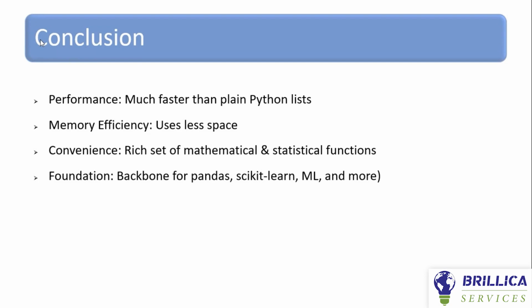All right, now let's see the conclusion of this session. A NumPy array is much faster than a plain Python list. It is more memory efficient. It is more convenient and supports mathematical and statistical functions. It is the foundation of Pandas, scikit-learn, machine learning, and other libraries.